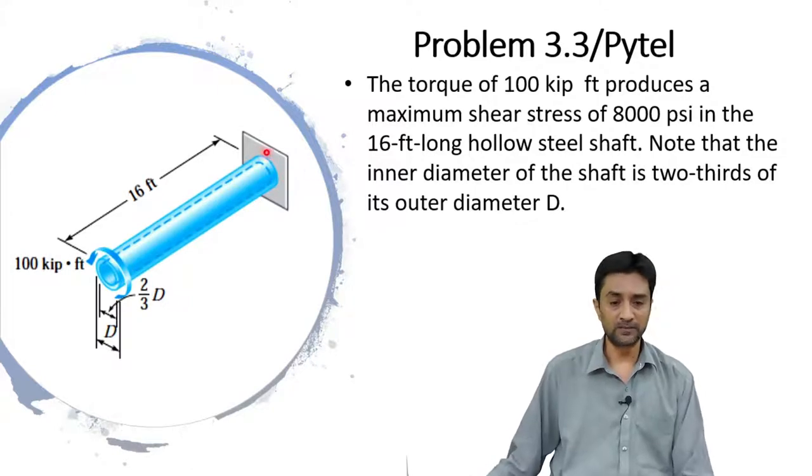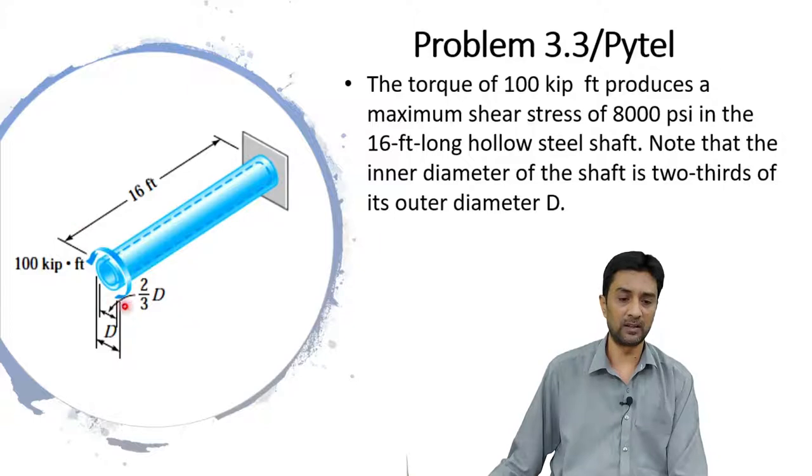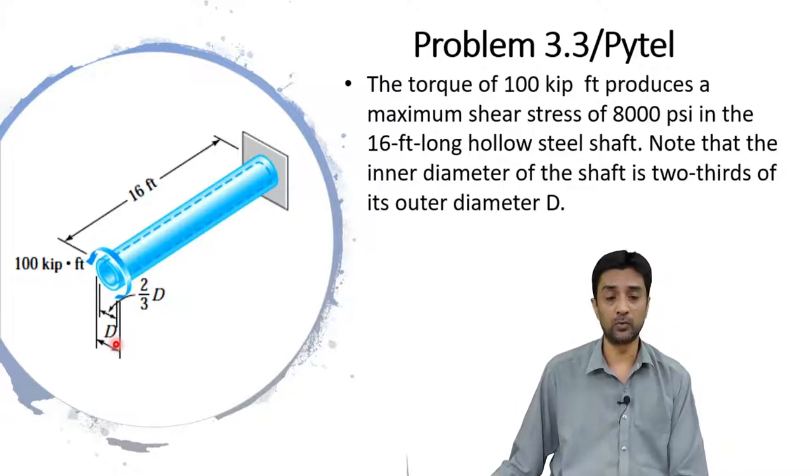So this is the figure. This end is fixed. The length is 16 feet. A torque, I think it's a counterclockwise torque of 100 kip-ft, is being applied at the free end. And the inner and outer diameters have been given like this. If the outside diameter is D, the inside diameter is 2/3 of the diameter.